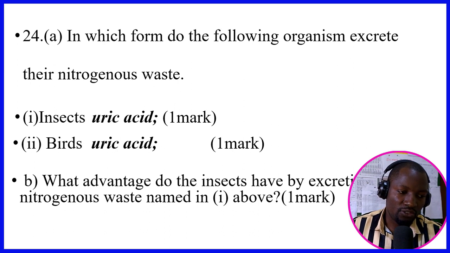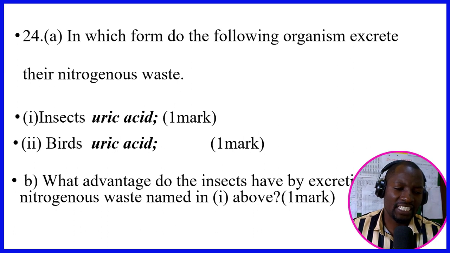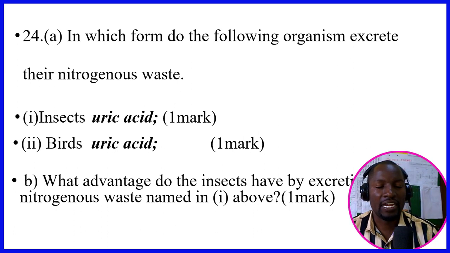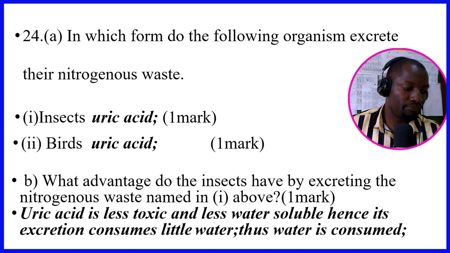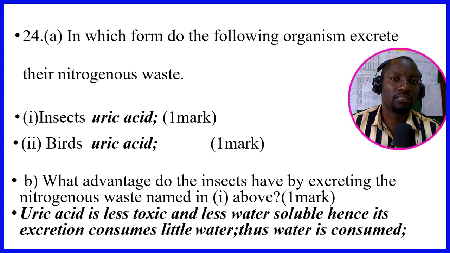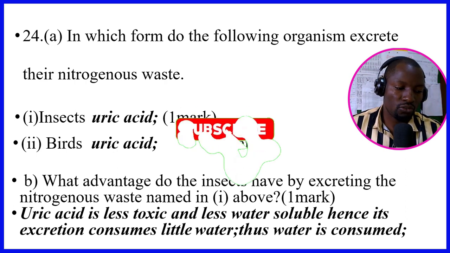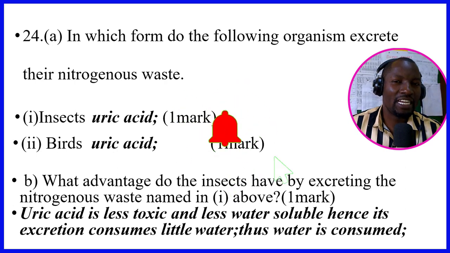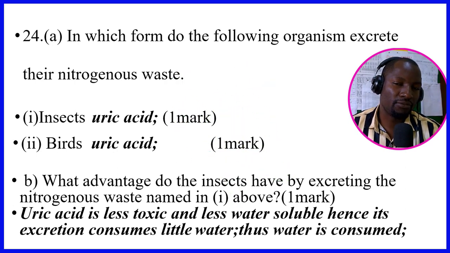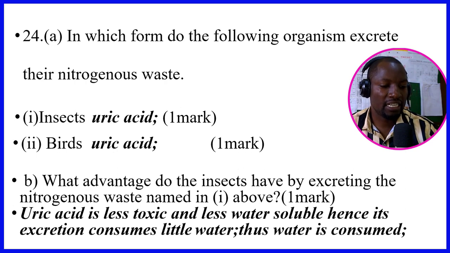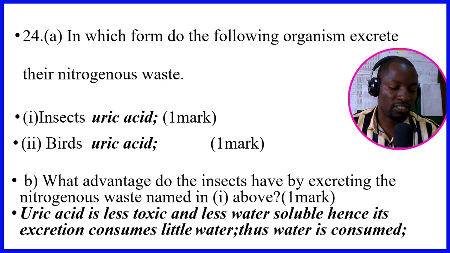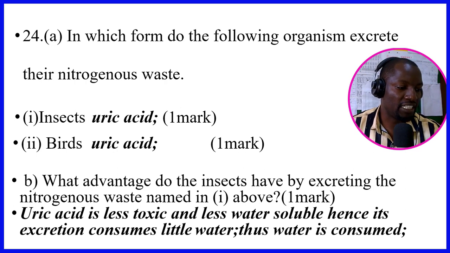What advantage do the insects have by excreting the nitrogenous waste named in A above? The advantage is uric acid is less toxic and it also uses less water. Therefore, excretion consumes little water, and therefore water is conserved.